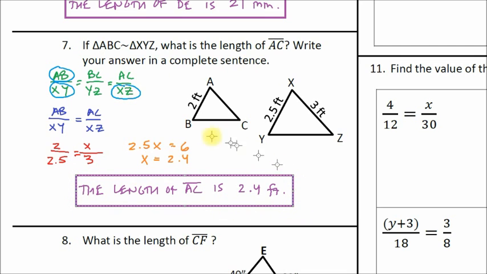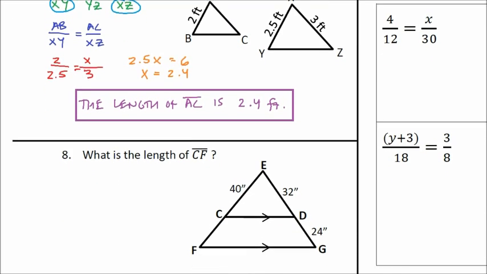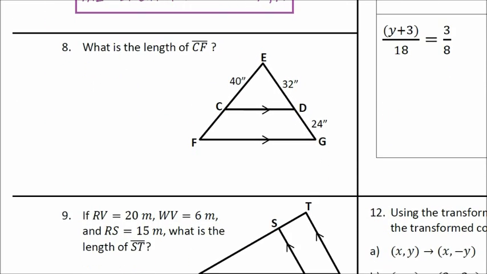There's a couple more examples for you on how to solve for these. Hopefully you're working on these on your own and then checking your answers. Question number 8. What is the length of CF? Okay, now we have a triangle with a line inside the triangle that's parallel to one of the sides. Now we use triangle proportionality.